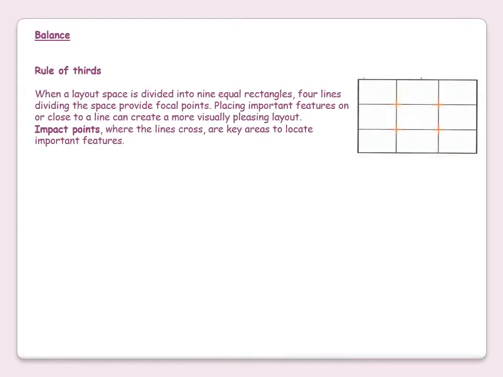Rule of thirds. When a layout space is divided into 9 equal rectangles, 4 lines dividing the space provide focal points. Placing important features on or close to a line can create a more visually pleasing layout. Impact points where the lines cross are key areas to locate important features.